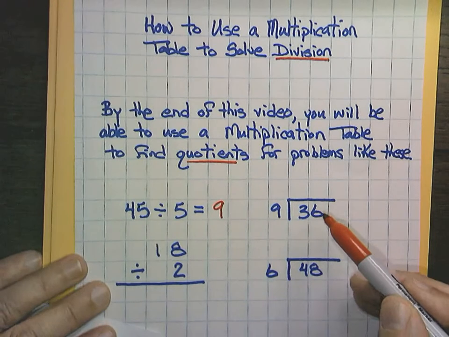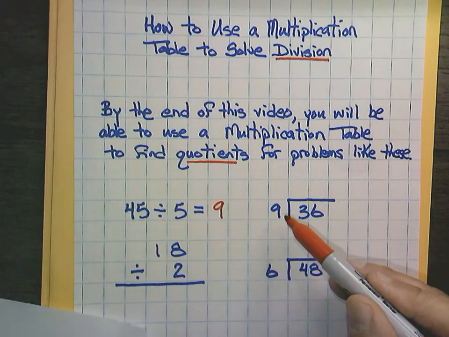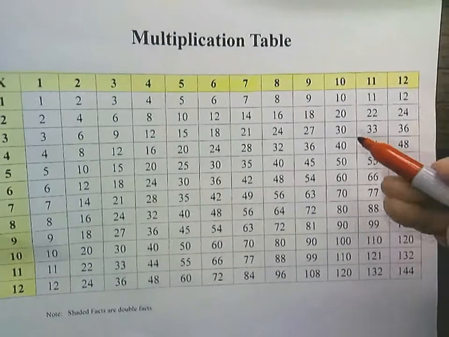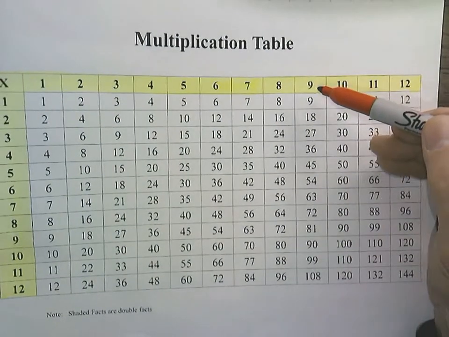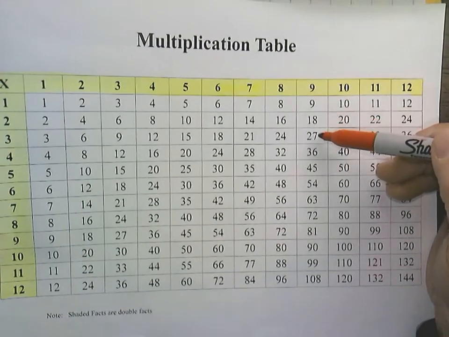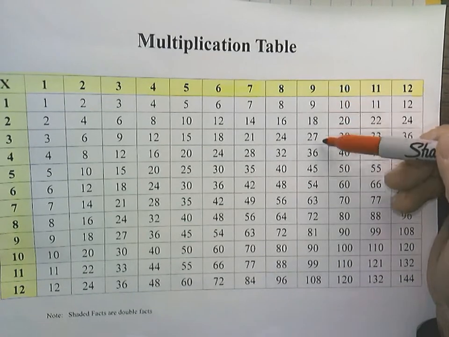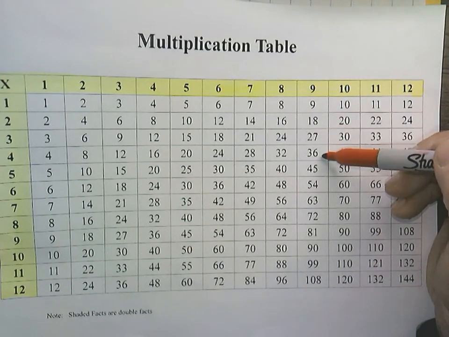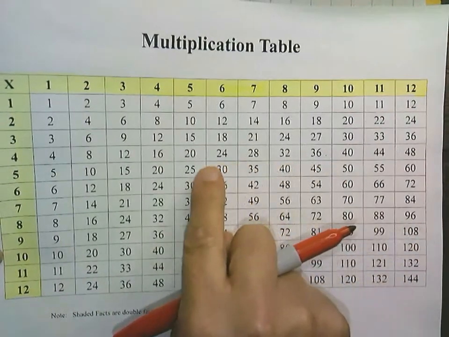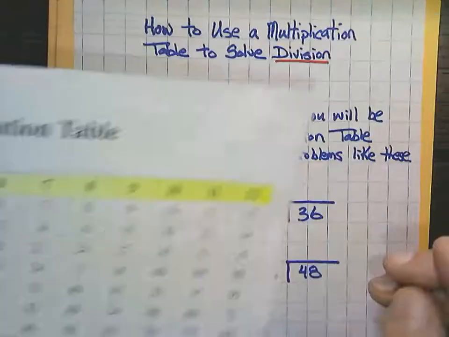Division is also written this way, 36 divided by 9. So I want to keep an eye on that 9. Here's my 9. I'm going to count down to the 36. 1, 2, 3, 4. So in other words, it would take 4 groups of 9 to get to 36. So the answer is 4. And again, you can see as we sweep across, it would be 4.